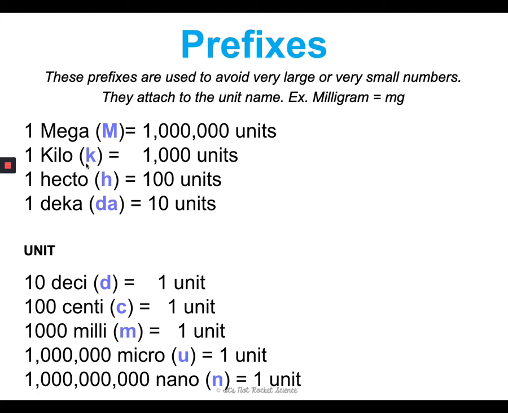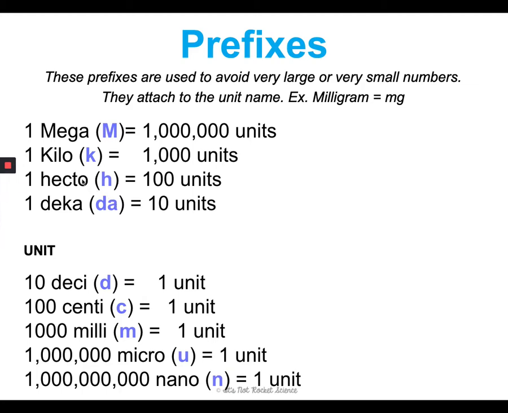Kilo, the small k, is 1,000 units. Where I use this the most is in kilometer. Again, that's because I'm a runner. So, for instance, cross-country courses are typically 5 kilometers or 5,000 meters. So if you are a runner, that should be a pretty easy conversion for you.